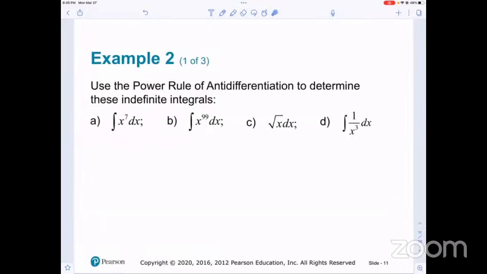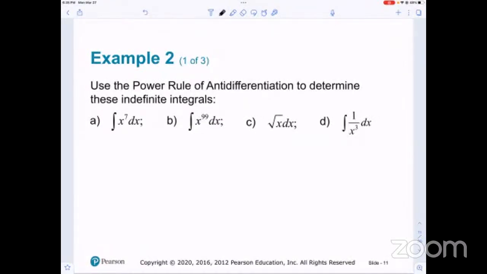Use the power rule of antidifferentiation to determine these indefinite integrals. Okay, so for part A, remember, all we're doing is trying to work backwards. Sometimes you do a guess and check. Sometimes you just use the rules that we just talked about, and you keep going back and forth until you get an antiderivative. And you know you got it when you take the derivative and get back to your original.